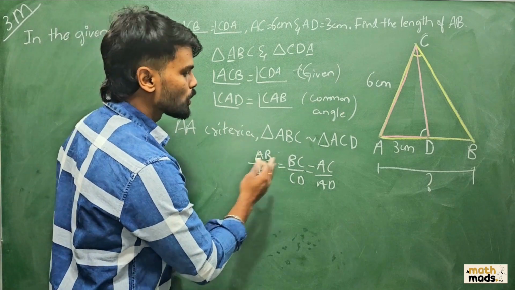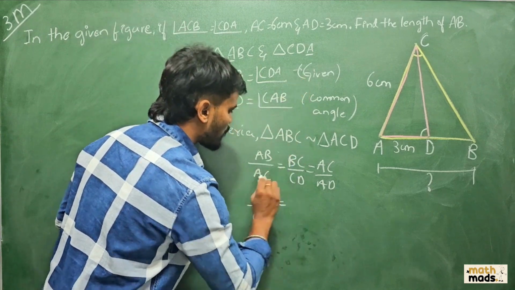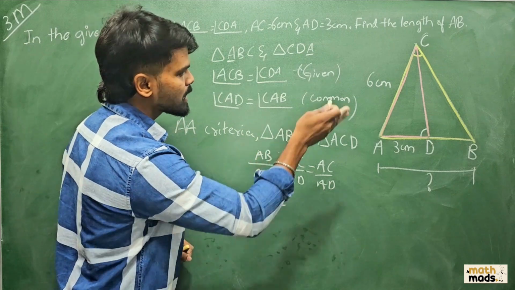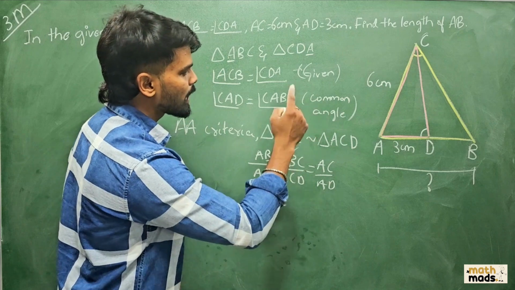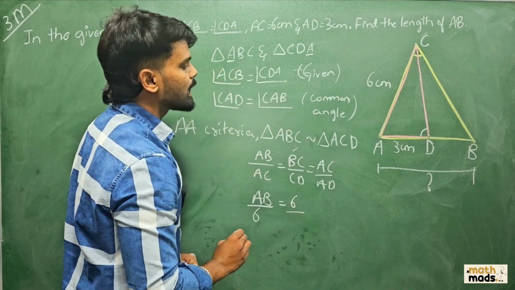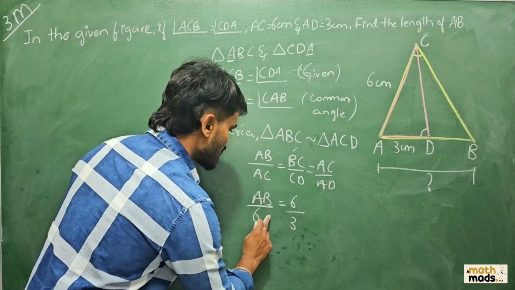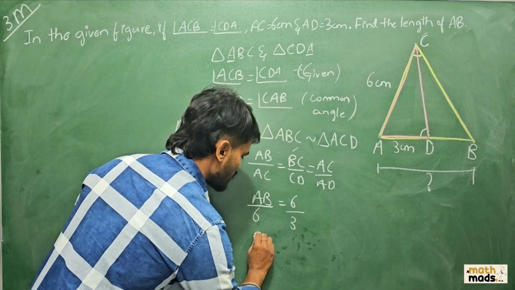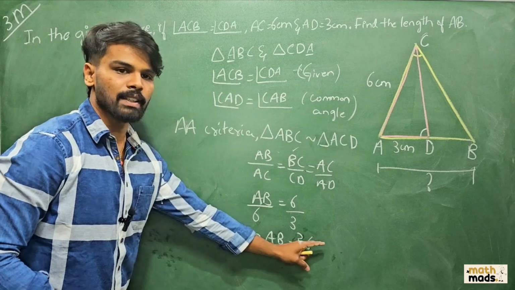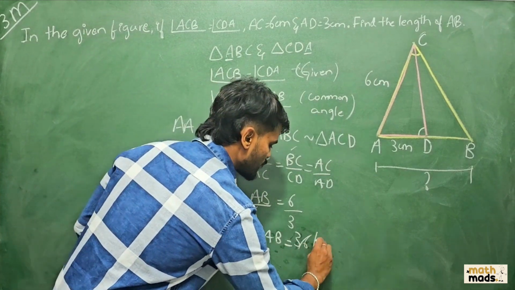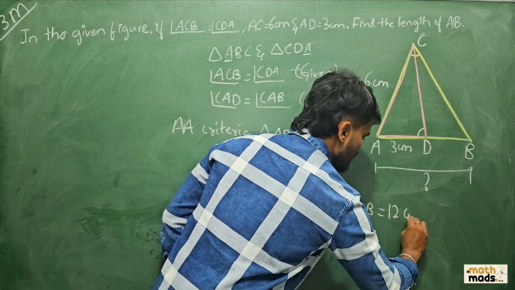What do you know? AB you don't know, so that is unknown. AC you know, 6. BC I don't know, CD also I don't know, so I'll just ignore this. The other ratio left is AC by AD. AC is 6 centimeter by AD, which is 3 centimeter. So the only unknown here is AB. Now 6 into 6 is 36. 3AB is equal to 36. You can cancel 3 and 36, so 3 ones are 3, 3 twelves are 36. So the length of AB is 12 centimeters.